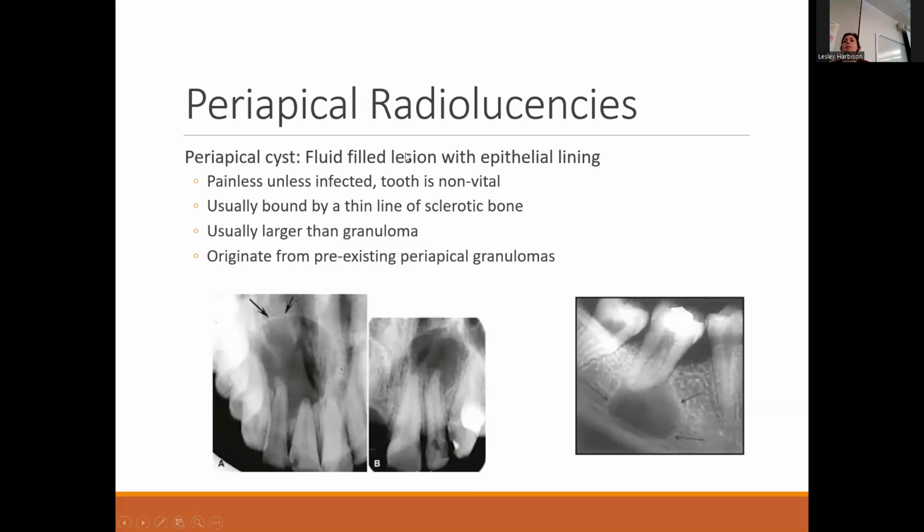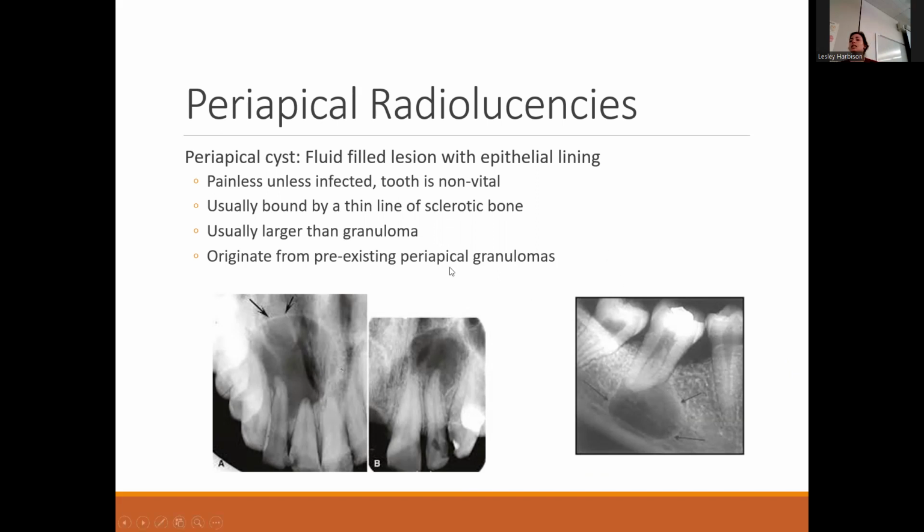Here's some more periapical cyst: a fluid-filled lesion with an epithelial lining. So star epithelial lining, highlight it, underline it. That's a good quiz or exam question. Painless unless infected, tooth likely non-vital if it's taking up that much real estate in the mouth, usually bound by a thin line of sclerotic bone, usually larger than a granuloma. So a cyst is usually big. Granulomas and periapical abscesses usually only get so big, but cysts can get pretty big.